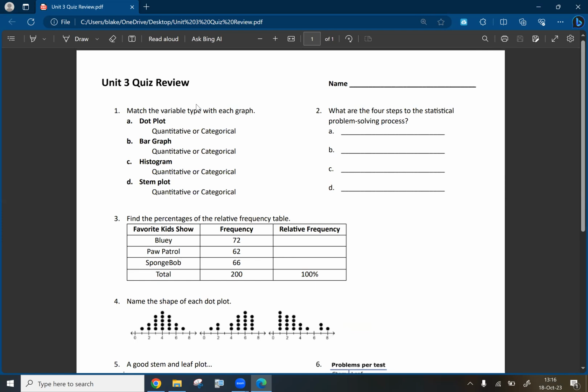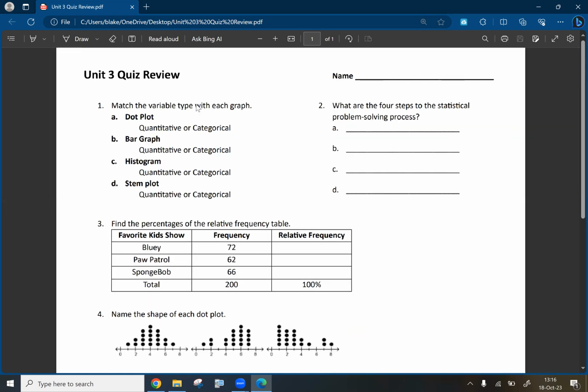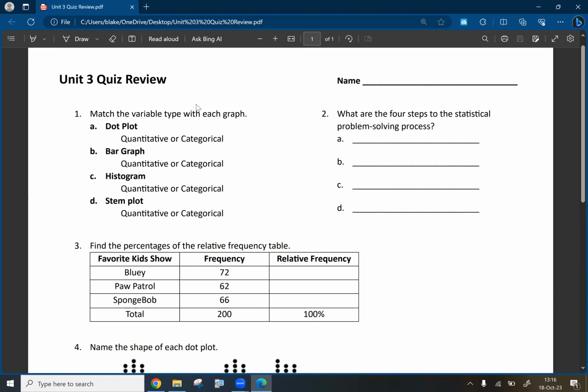Okay, so let's start with number 1. Match the variable type with each graph. So a dot plot. Is it for quantitative data or is it for categorical data? Well, a dot plot is actually for quantitative data.